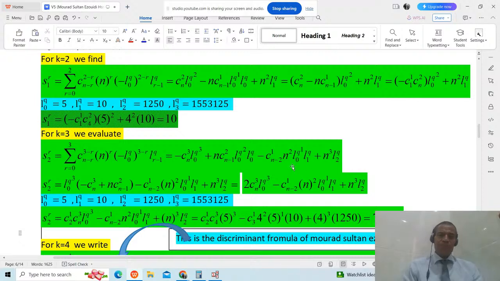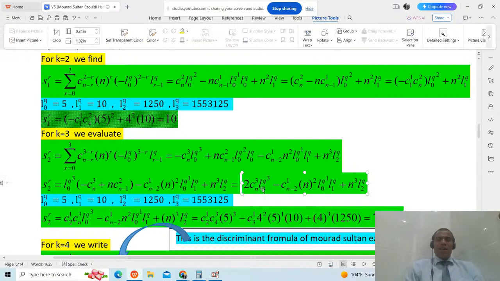Now, learners, after simplifying and making L0 for the q raised to the power 3 a common factor, of this term and this term, you will get combination 2 choose 1, which is 2 here, multiplied by n choose 3, L0 for the q raised to the power 3, minus combination n minus 1 choose 1 and squared L0 for the q raised to the power 1 times L1 of the q, plus n cubed multiplied by L2 of the q.